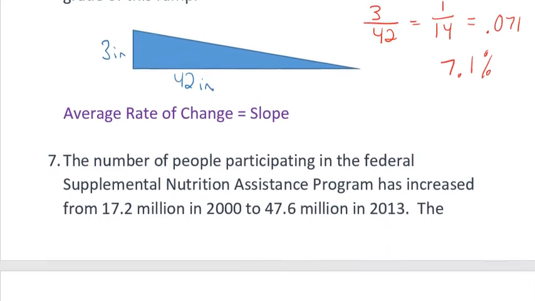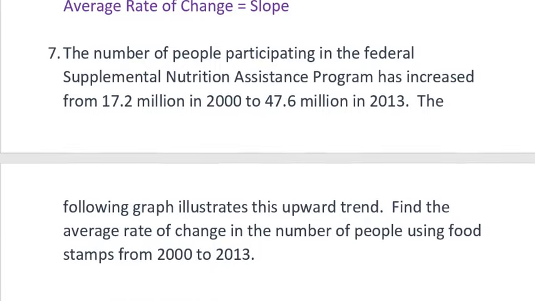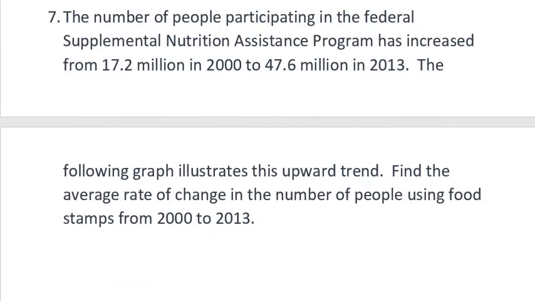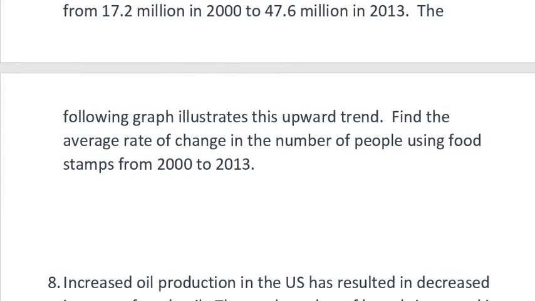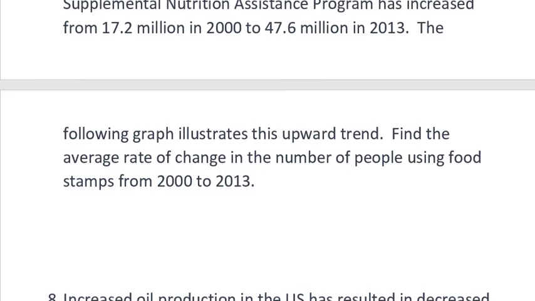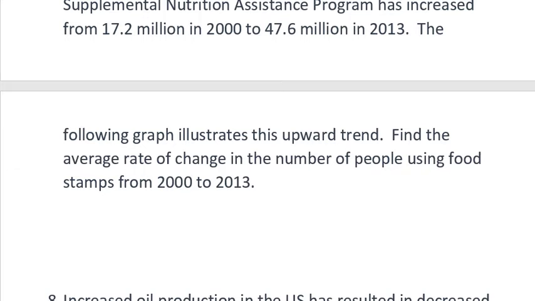All right, number 7. We have the number of people participating in the Federal Supplemental Nutrition Assistance Program has increased from 17.2 million in 2000 to 47.6 million in 2013. That's huge. The following graph illustrates this upward trend, and if you want to see this graph, it is located in your textbook on page 37. But you don't have to have it because they give us all the information we need in the words. So I didn't try to get it in here.